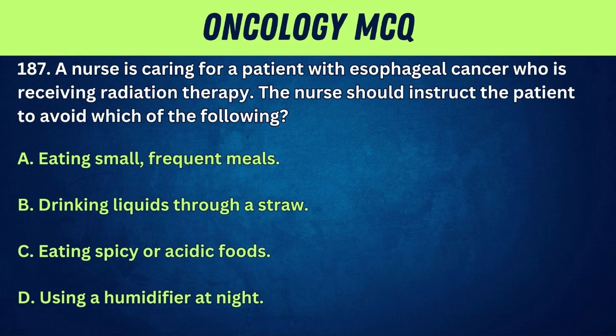187. A nurse is caring for a patient with esophageal cancer who is receiving radiation therapy. The nurse should instruct the patient to avoid which of the following? A. Eating small, frequent meals. B. Drinking liquids through a straw. C. Eating spicy or acidic foods. D. Using a humidifier at night.